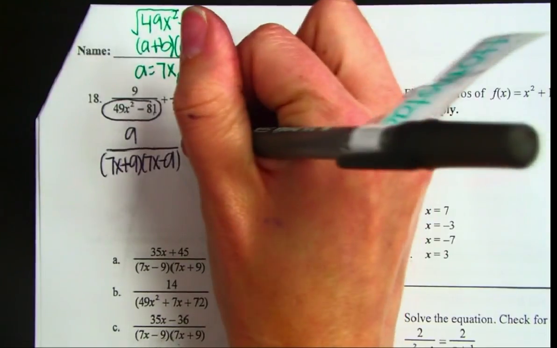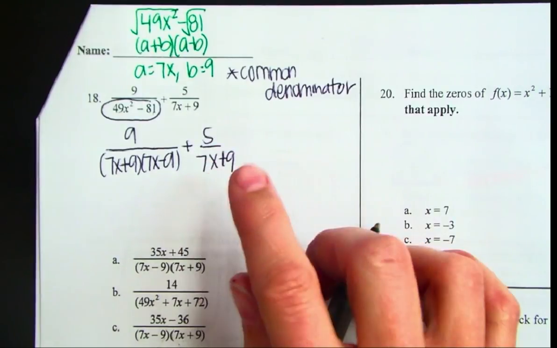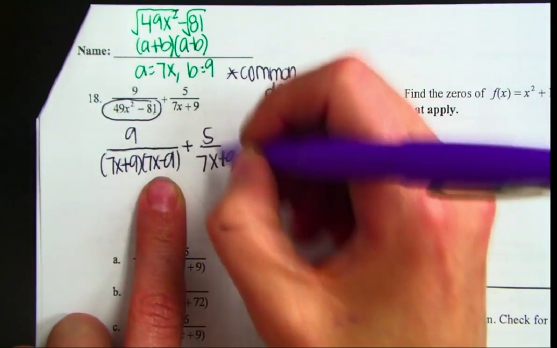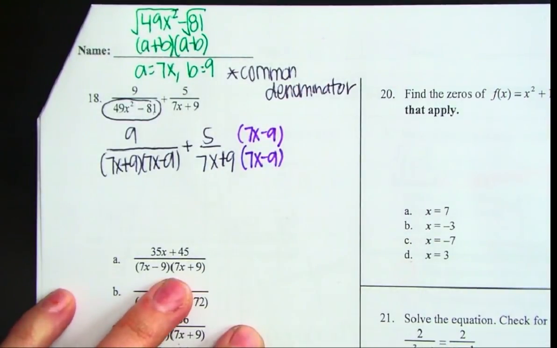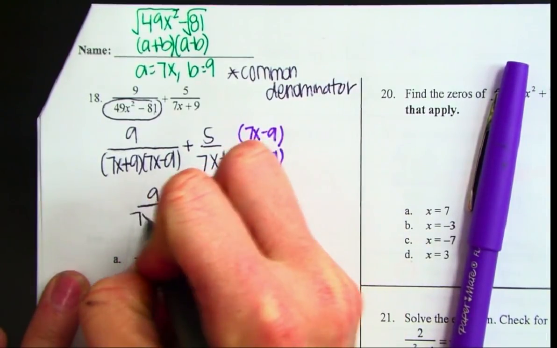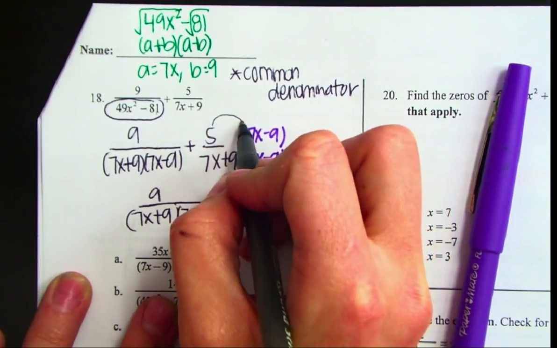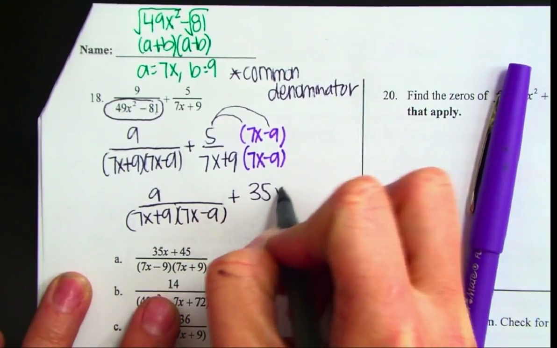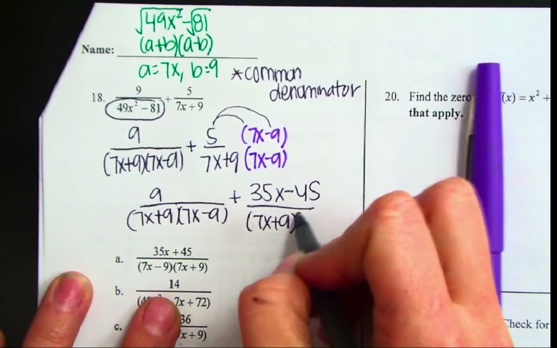Then we're just going to copy down the second part, and we want to now get common denominators. So far it has 7x plus 9 in common. We are just going to multiply also 7x minus 9. Whatever you do to the bottom, you do to the top. So I'm going to keep my first fraction, 9 over (7x plus 9)(7x minus 9). And I'm going to distribute 5 times 7x and 5 times negative 9 to give me 35x minus 45, all over (7x plus 9) times (7x minus 9).